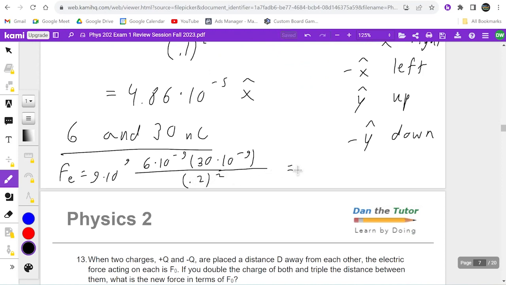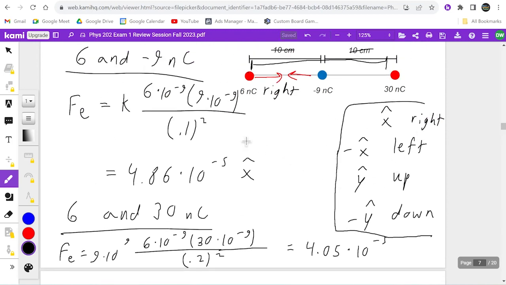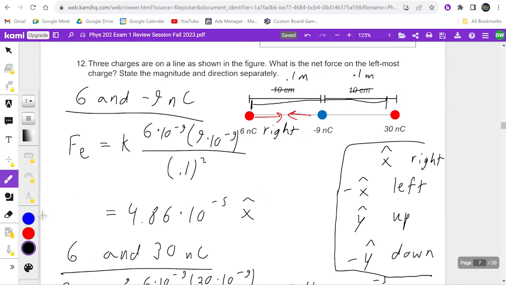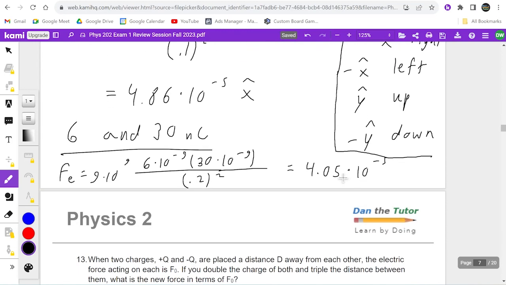I gotcha. Can never trust a tutor. And luckily I plugged this in my calculator earlier today, and I got 4.05 times 10 to the negative fifth power. And again, I got to figure out if this is x-hat or y-hat or maybe negative x-hat or something. So here's what we're going to say. These two positive charges are obviously both positive. In other words, they're going to repel each other, so they go like this. So that force points to the left, and that's going to be the negative x-hat.